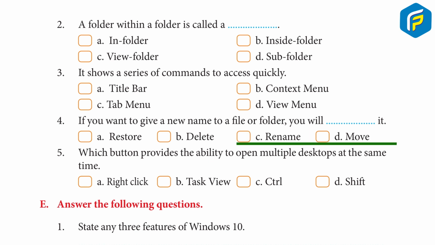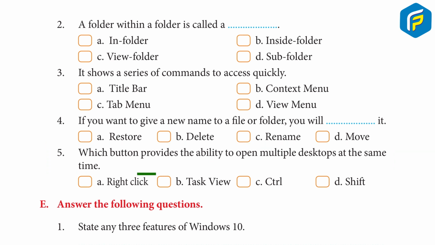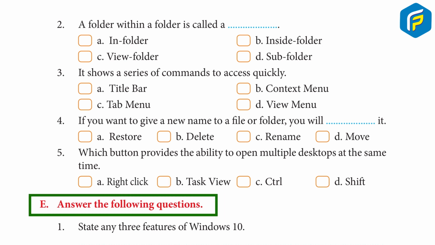Rename. 5. Which button provides the ability to open multiple desktops at the same time? A. Right click. B. Task view. C. Control. D. Shift. Answer: B. Task view.